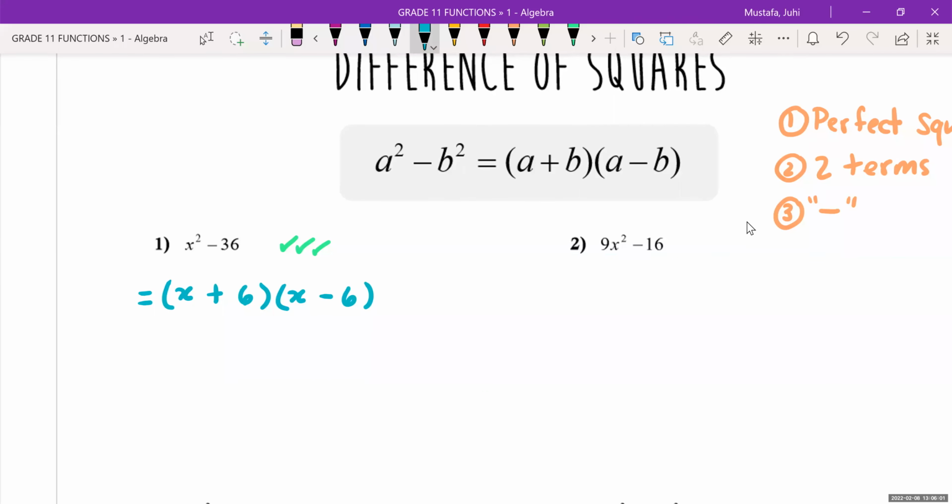Question? Yeah, for these questions, absolutely, you can change the sign. It will not matter.